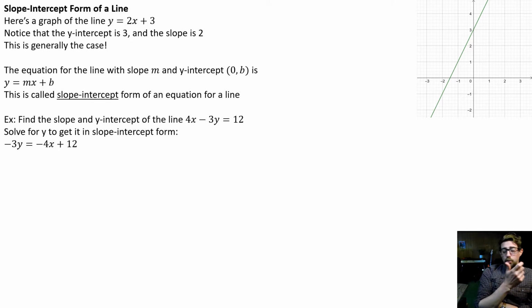So solve this equation for y. Subtract 4x from both sides, and then just divide the whole thing by -3. Voila. So you get y equals positive 4/3 x minus 4. That's slope-intercept form. When you see slope-intercept, just think solve for y. Get y by itself, and then you'll automatically have it. So m, the slope, is 4/3, and the y-intercept is -4.